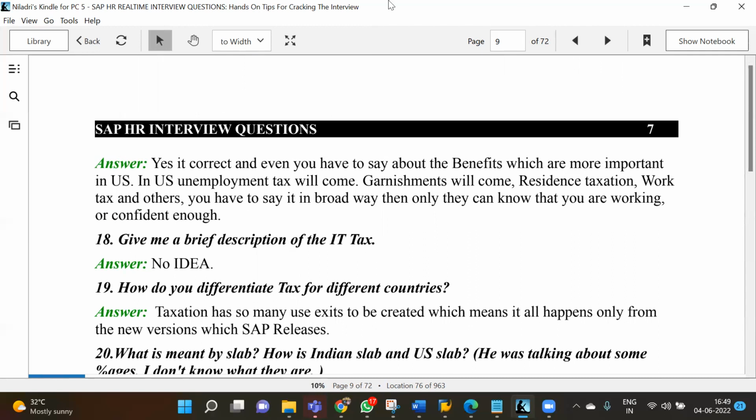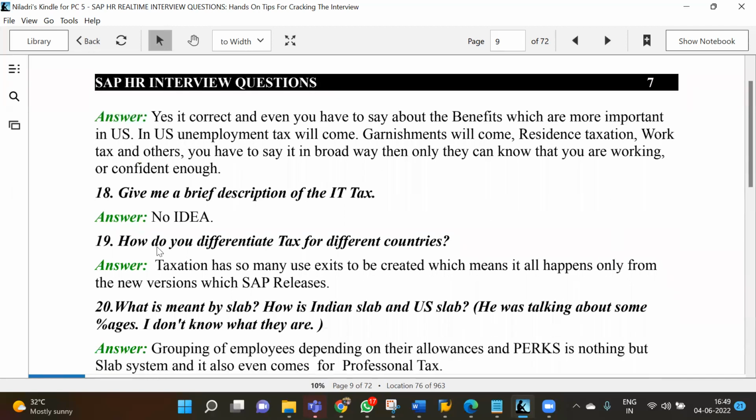As I was saying, this is again some experience shared by people, but you can give the actual answer. IT tax means income tax. So you can talk from an Indian point of view, if you work for Indian payroll, you can talk about the Indian payroll tax system, right? How do you differentiate tax for different countries? But most of the things are statutory, so you don't have to worry much. They are generally taken care of by SAP.